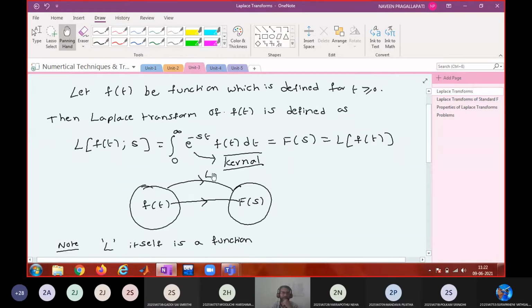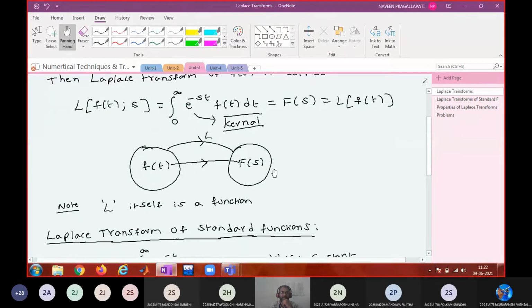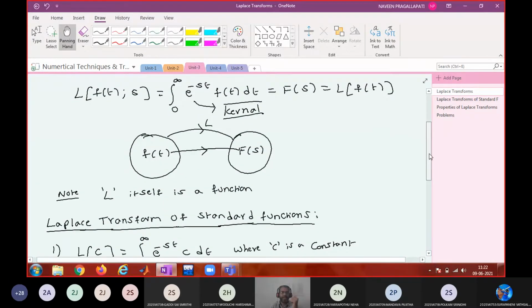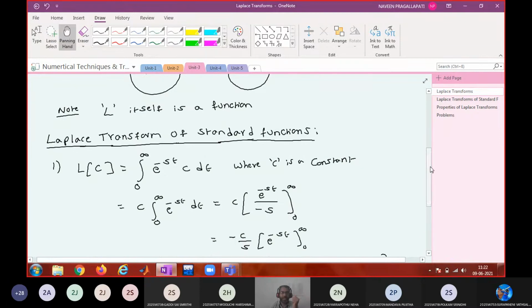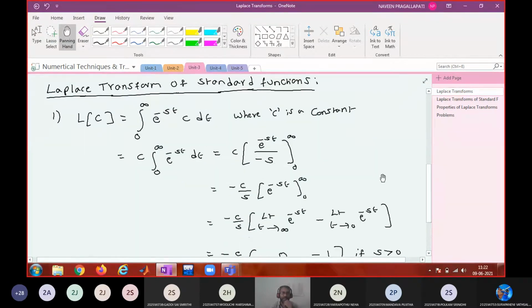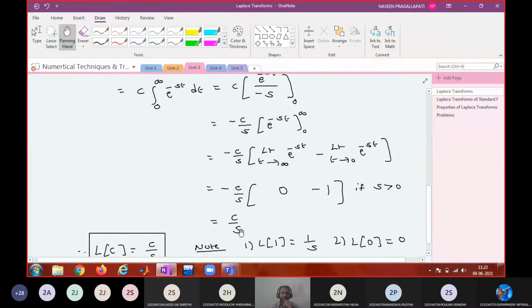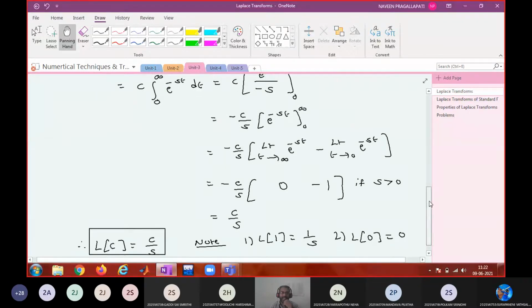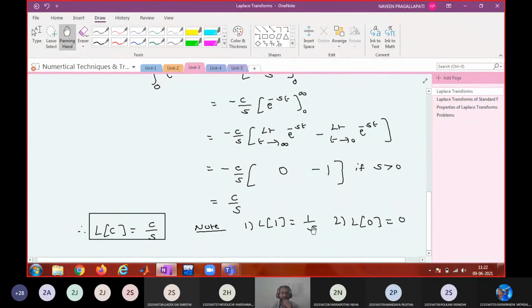And we have seen L is basically a function operating on function. So L itself is a function which is transforming functions of t to functions of s. And after that we have computed a Laplace transform of few standard functions like Laplace of constant is equal to constant by s, where s greater than 0. Particular case, Laplace of 1 is 1 by s, Laplace of 0 is 0.